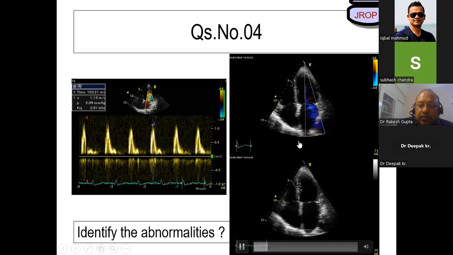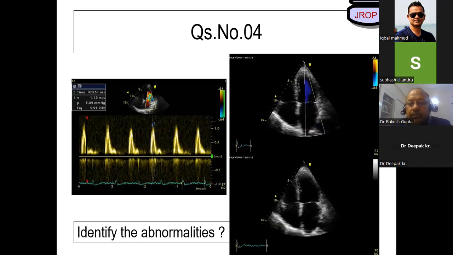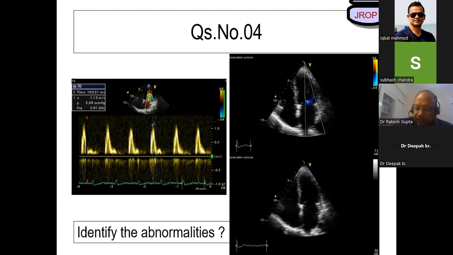What are these two slides telling you? LA and RA are dilated, sir. Correct. And LV and RV? Sir, LV and RV are normal. If LA and RA are dilated and LV and RV are normal, then what is this? Restrictive cardiomyopathy. Why? Atrial enlargement in the presence of normal LV and RV is a classical feature of restrictive cardiomyopathy. Great, good attempt.